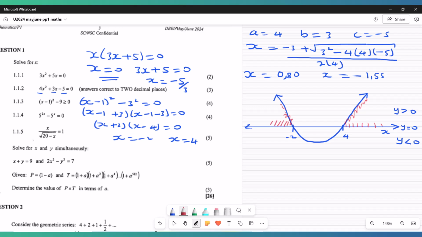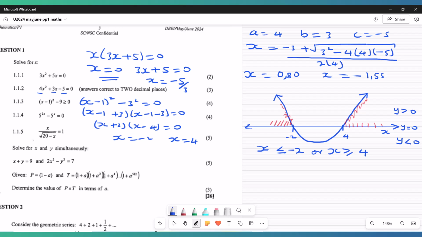So if you check properly here, you can see that we have all the x values which are less than or equal to -2, or the x values which are greater than or equal to 4. Now this word "or" means union, meaning all these values of x combined with these values of x above 4. That's our answer there.